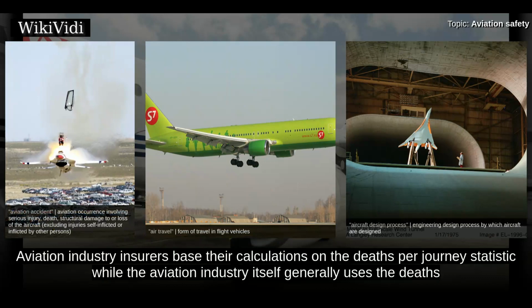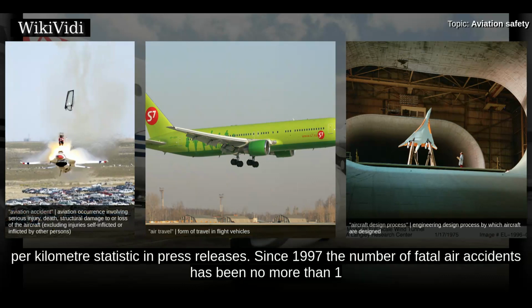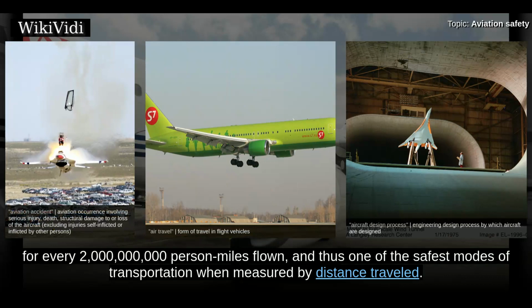some of its force. Aviation industry insurers base their calculations on the deaths per journey statistic, while the aviation industry itself generally uses the deaths per kilometer statistic in press releases. Since 1997, the number of fatal air accidents has been no more than 1 for every 2 billion person miles flown, and thus one of the safest modes of transportation when measured by distance traveled.